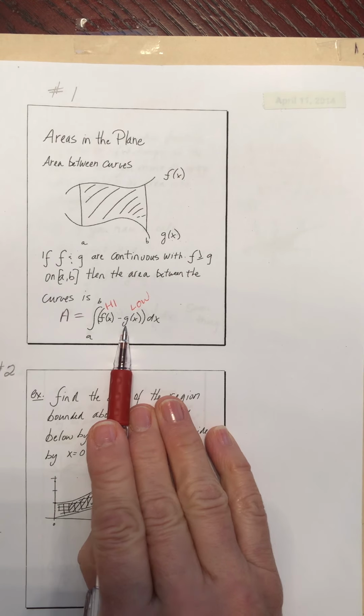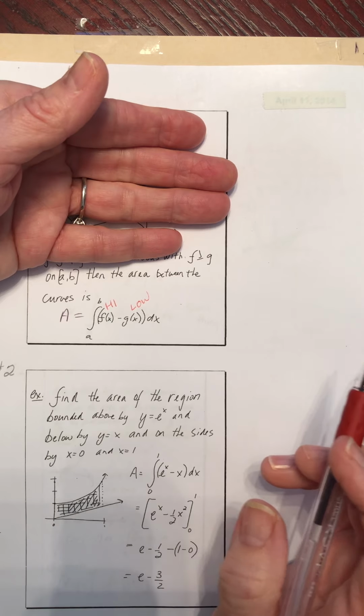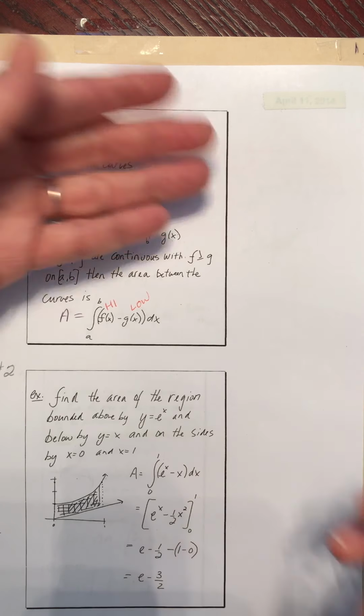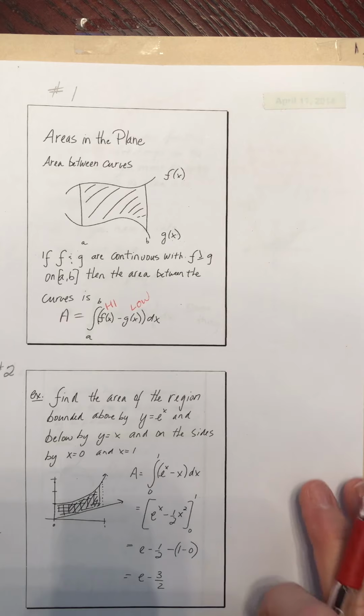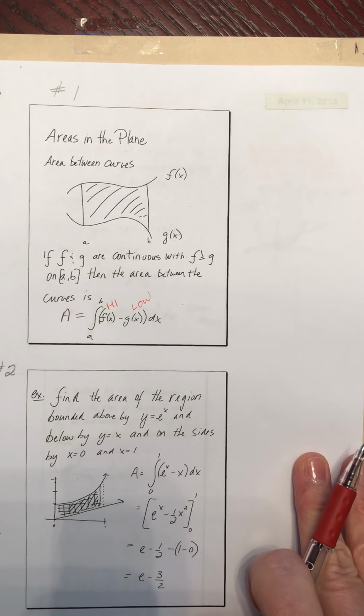So the problem comes where, what if I didn't give you a picture? What if you don't know what's going on? Well, you would incorporate absolute value, as you'll see in a couple of our examples, okay?